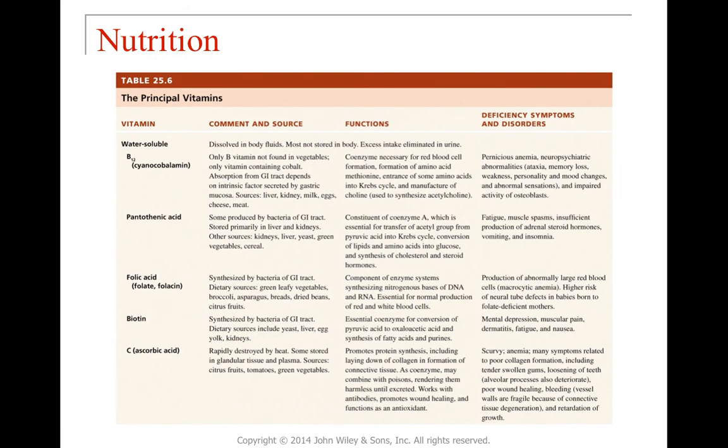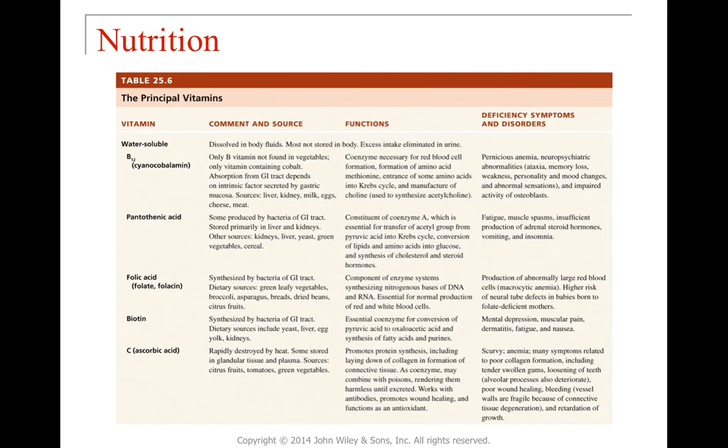Some other water-soluble vitamins include vitamin B12. This is going to be a coenzyme that we need to be able to create red blood cells, also to form the specific amino acid methionine, and also involved in the entrance of particular amino acids into the Krebs cycle. Remember I said that we can use alternate forms if we don't have enough glucose to meet our energy needs, and so it's going to be responsible for helping to pull those amino acids into the Krebs cycle if needed. Additionally, it helps make acetylcholine by creating choline, which is a precursor.